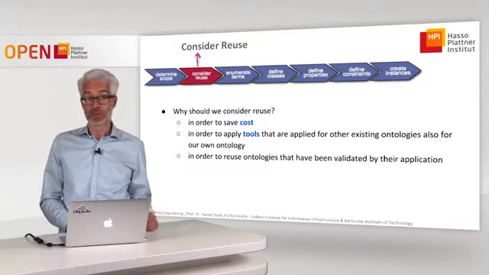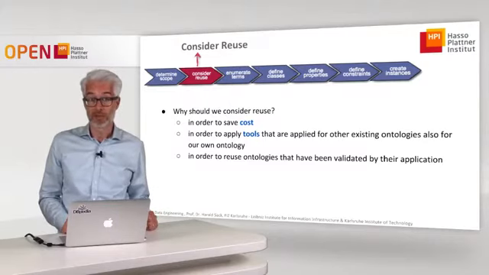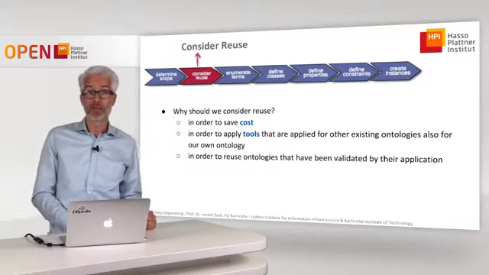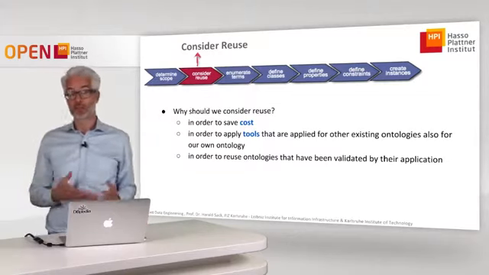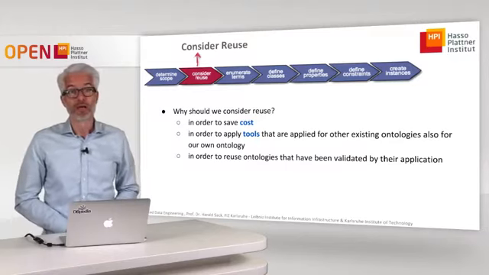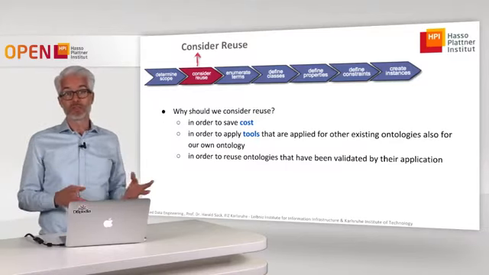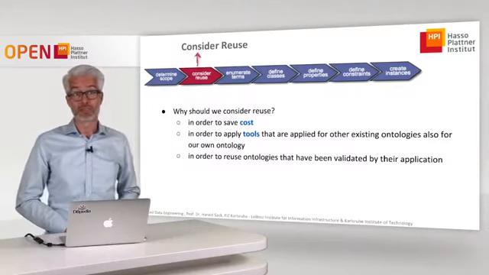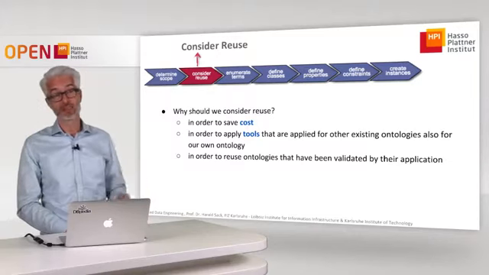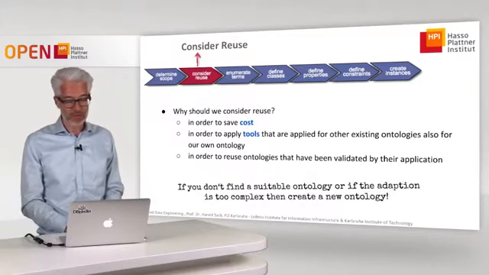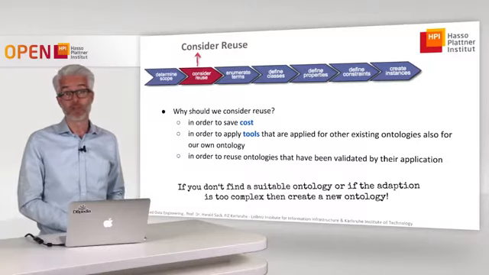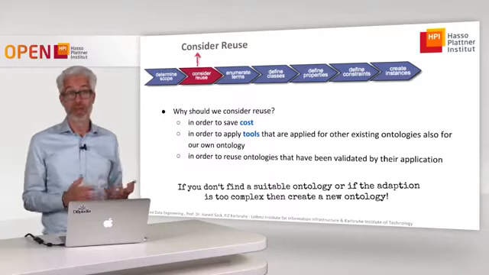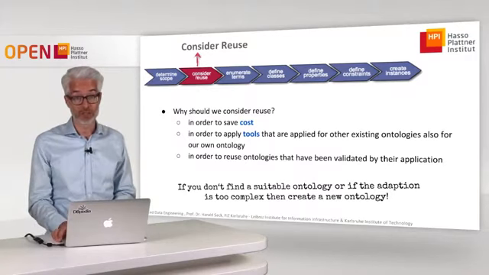And why should we consider reuse? Simply, it saves you money, so it saves costs. And on the other hand, you might be able to apply tools that are applied for other existing ontologies also now for your own ontology. And you can reuse ontologies that have been validated by their application, so you can be sure that they are really working in some sense. Therefore, you should consider reusing existing ontologies. And of course, only if you don't find a suitable ontology or if the adaptation of an already existing ontology is too complex, then you should create a new ontology.